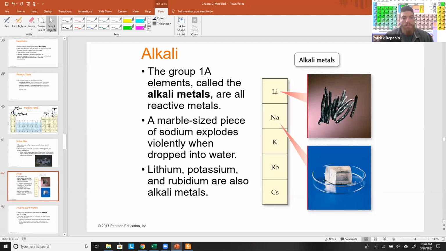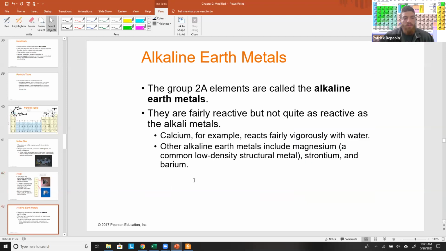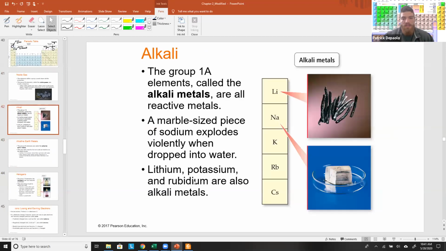Then you have your alkali metals. Alkali metals are in group 1A, and they're kind of malleable, and they're pretty reactive as well, or not as well. They're reactive unlike noble gases, because they only have one valence electron, and that valence electron wants to be lost from the metal. And they explode when they come in contact with water.